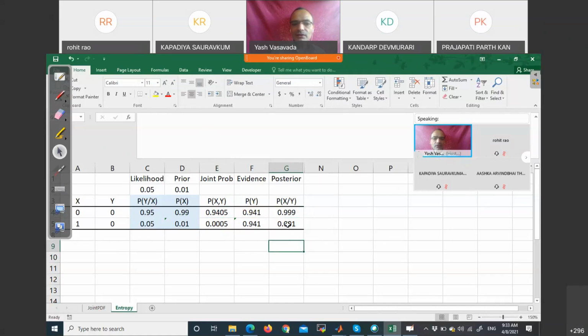Remember, this 0.001 is what we have called Q double prime. When you get a negative test, what is the probability that the source is 1? That probability is 0.001. This is Q. This is Q double prime.